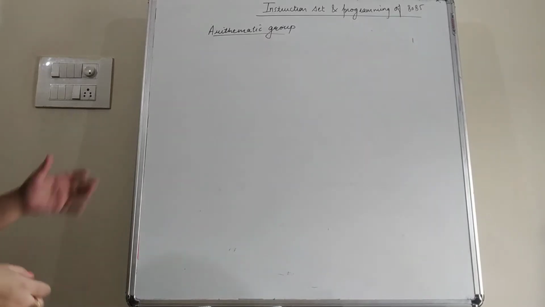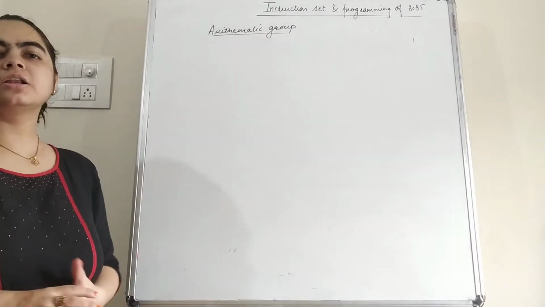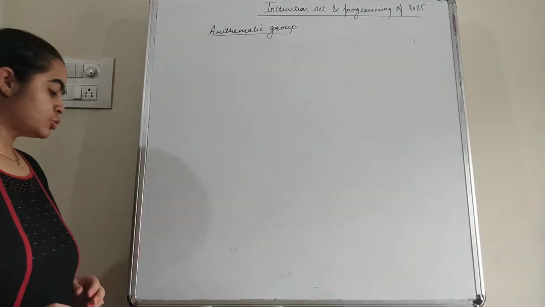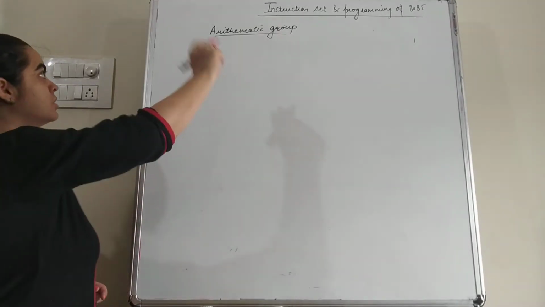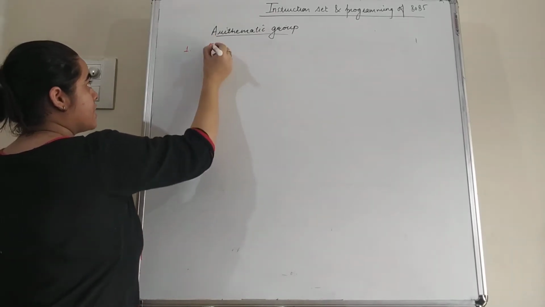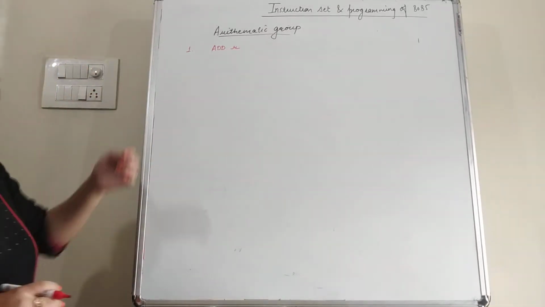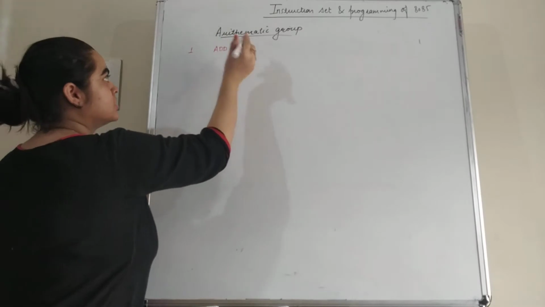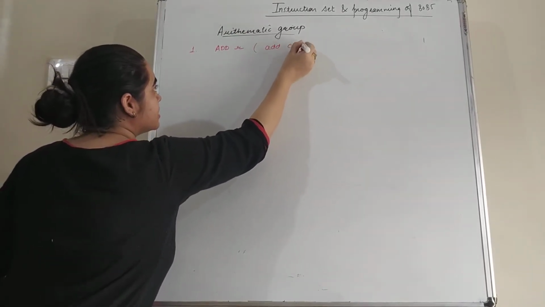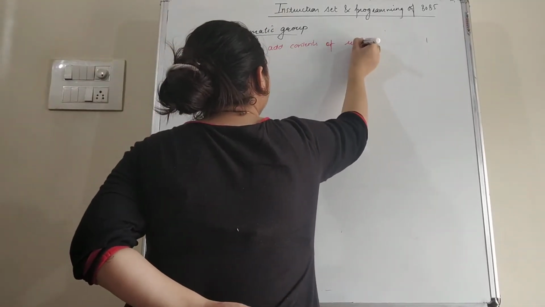Arithmetic instructions. So students, in this group we have the instructions that are related to addition, subtraction, increment and decrement. So the first arithmetic instruction in the arithmetic group is ADD R. So students, the meaning of this instruction is to add the contents of a register with the contents of the accumulator.